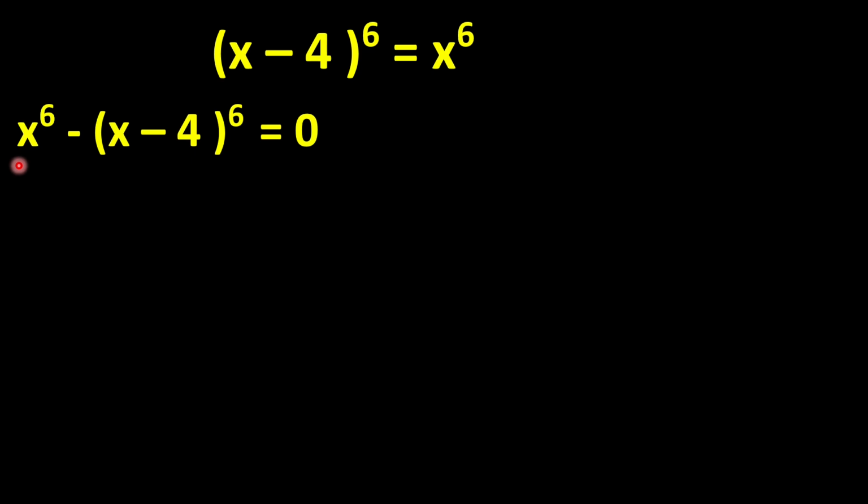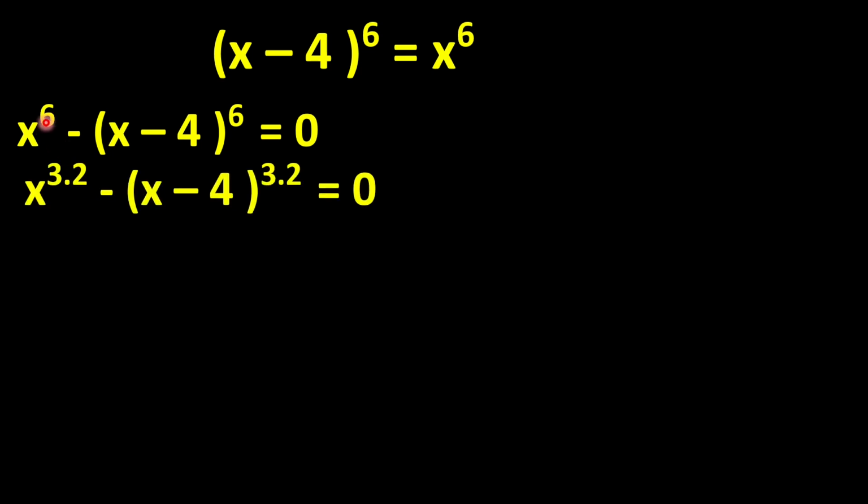So our equation will become x power 6 minus (x minus 4) all power 6 equal to 0. And now we can split this x power 6 into 3 into 2, 3 into 2 equal to 6, and similarly here 3 into 2.